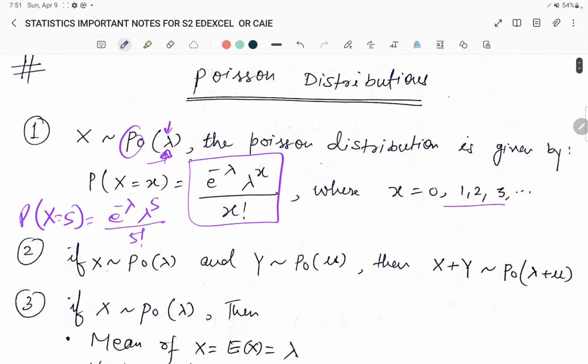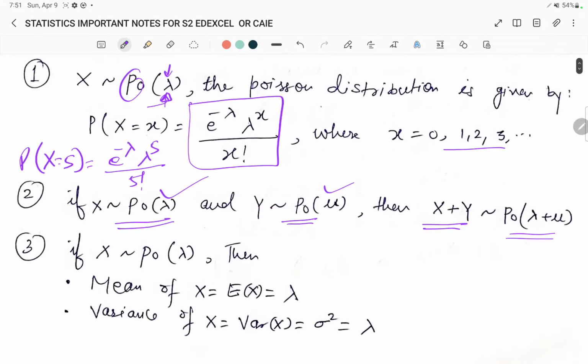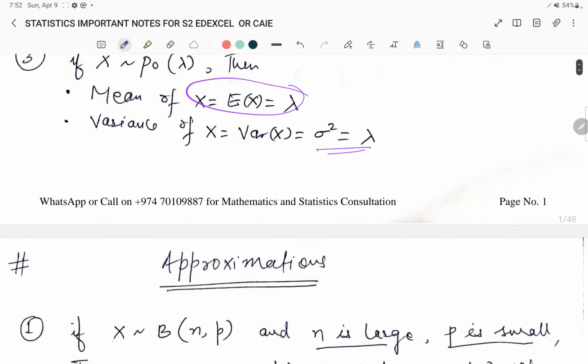If X is a Poisson distribution Po(lambda), and Y is another Poisson distribution Po(mu), then X plus Y is Po(lambda plus mu). That's it, the lambda will be the addition of these two individual lambdas. Now we are going to learn about the mean and variance for the Poisson distribution. For Po(lambda), the mean is lambda itself, and the variance is also lambda. So if you observe, the Poisson distribution has the same mean and variance, that's lambda.